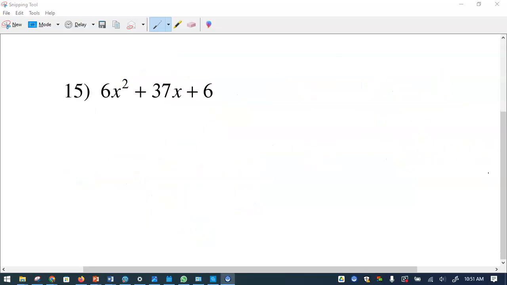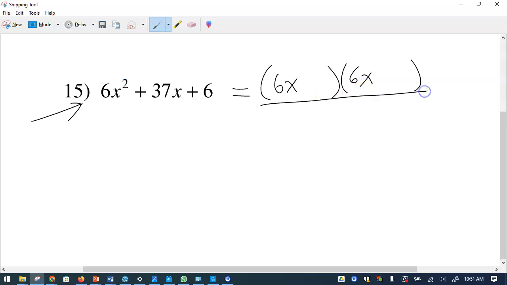Let's go another. Watch this. In this problem, there is a 6x square. So the first step is put 6x right here, 6x right here, and then divide by the 6, correct? Now, there is a plus sign. So when you multiply this, 6 times plus 6 is plus 36. So that means you're thinking of two factors that add up.